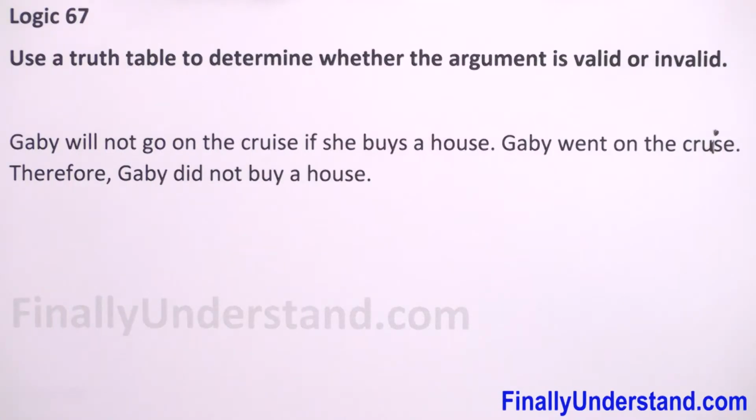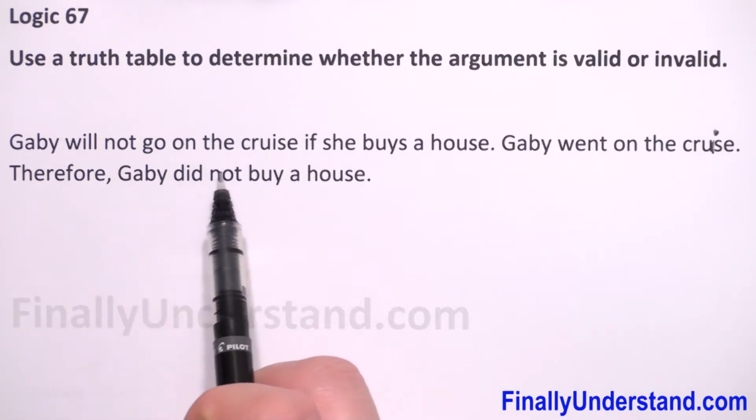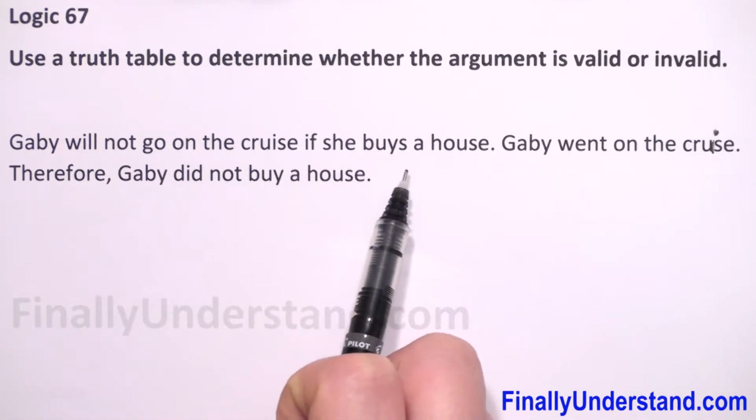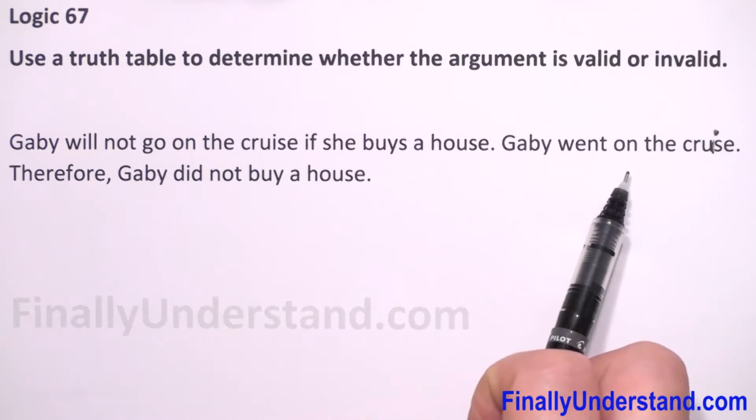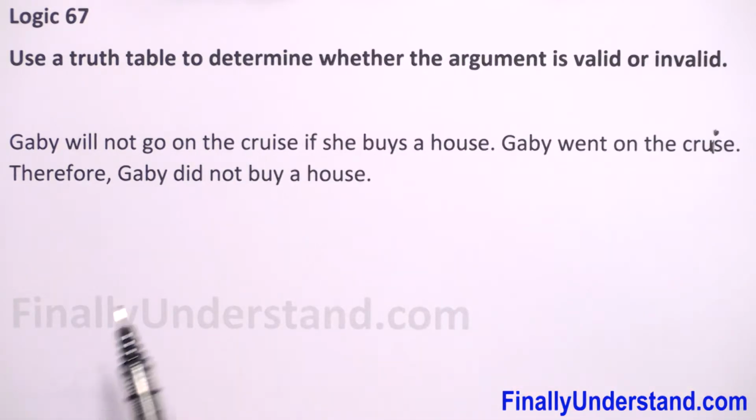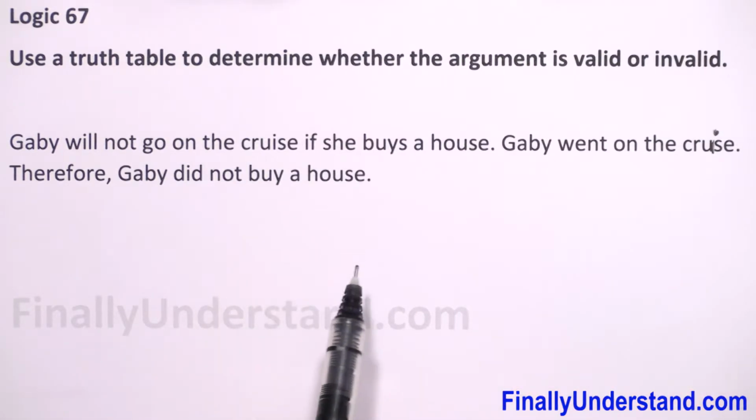We have to use a truth table to determine whether the argument is valid or invalid. First, we have to write our argument in symbolic form. So we have: Gabi will not go on the cruise if she buys a house. Gabi went on the cruise, therefore Gabi did not buy a house.